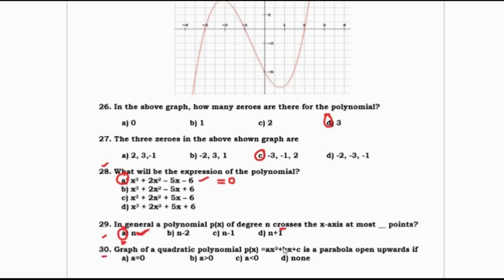30th question, the graph of a quadratic polynomial ax square plus bx plus c is a parabola open upwards if a is 0, a greater than 0, a less than 0, none of the above. Correct option is a greater than 0. If a is greater than 0, the parabola opens upward, and if a is less than 0, the parabola opens downwards. So correct option for 30th question is B.